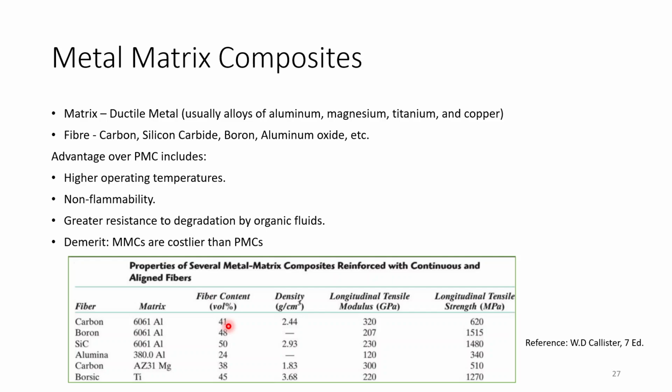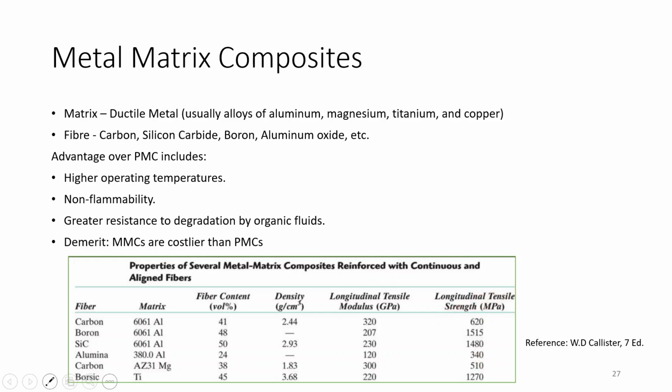For boron fiber in 6061 aluminum, with 48 volume percent fiber content, you will be having 207 GPa of longitudinal tensile modulus, and 1515 MPa will be the tensile strength. For silicon carbide fiber of 50 volume percent, density will be 2.93 gram per centimeter cube, 230 will be modulus, and 1480 MPa will be tensile strength. Then you have alumina in aluminum alloy. So here you have 24 volume percent, and here also you will be having 120 GPa modulus and 340 MPa tensile strength.